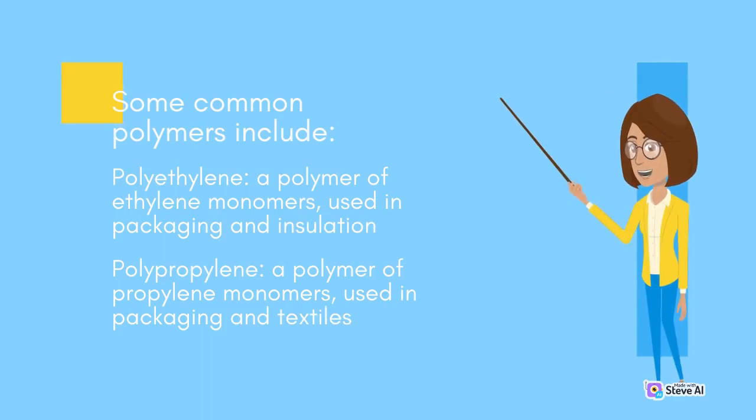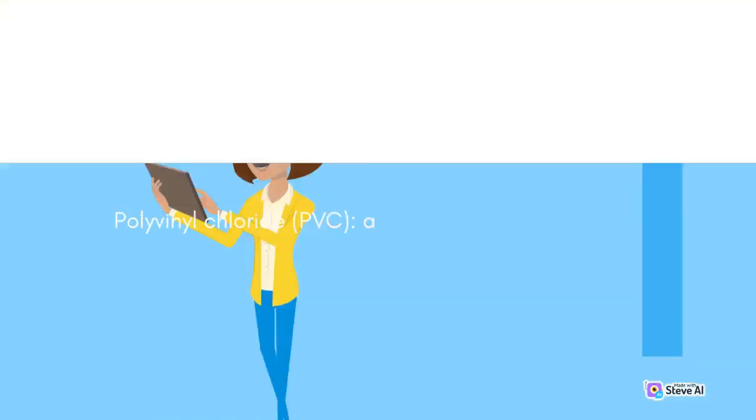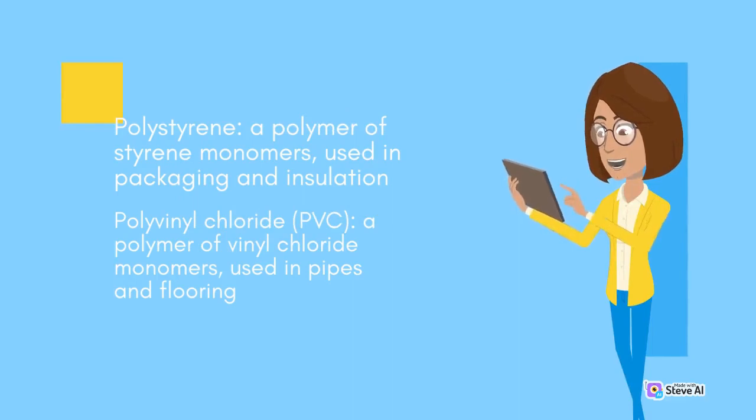Some common polymers include polyethylene, a polymer of ethylene monomers, used in packaging and insulation. Polypropylene, a polymer of propylene monomers, used in packaging and textiles. Polystyrene, a polymer of styrene monomers, used in packaging and insulation. Polyvinyl chloride, PVC, a polymer of vinyl chloride monomers, used in pipes and flooring.